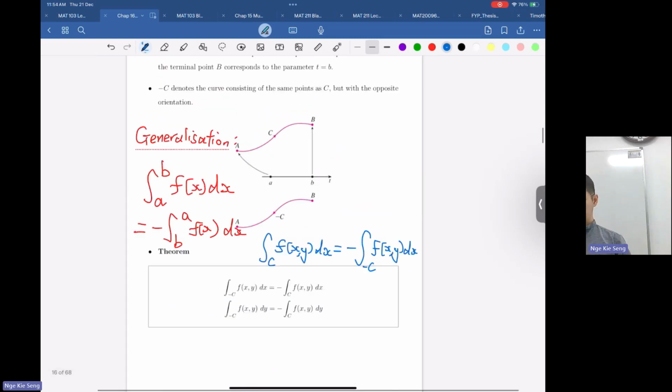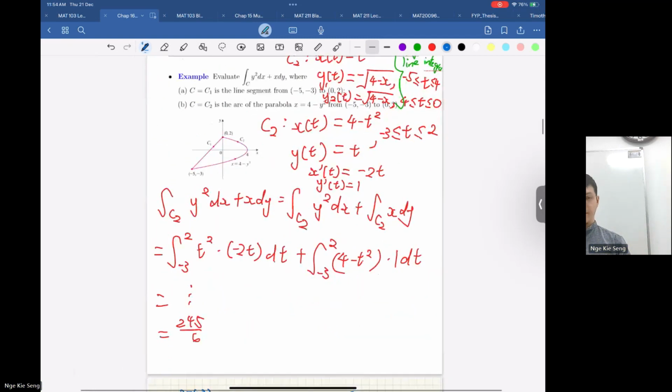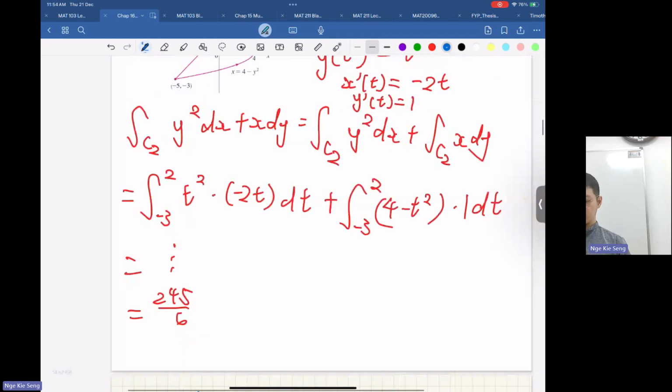See the answer from the last page. This page. Which page? This page. 5/6. This one is for C1. C2 is 245/6.